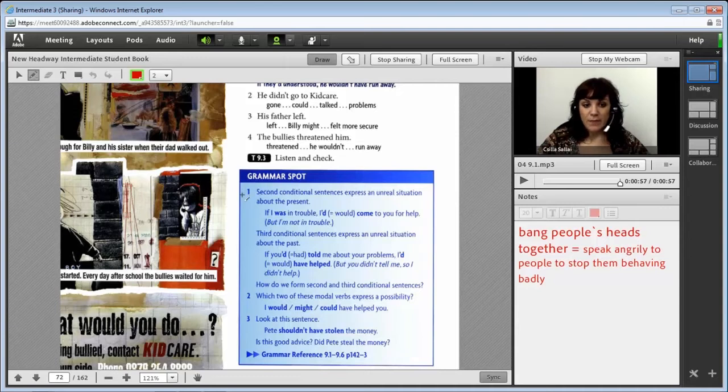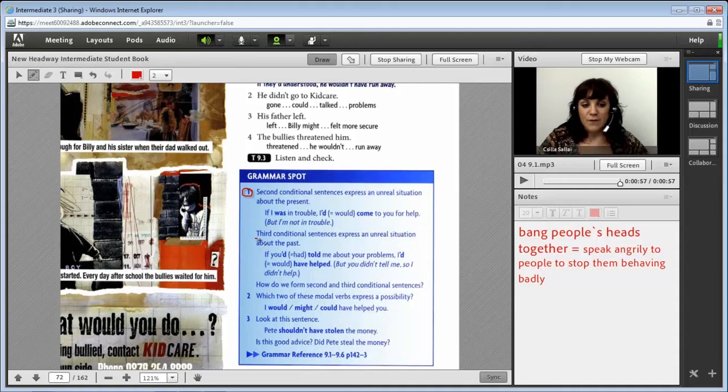Let's do this together. A bit more grammar, unfortunately. So, number 1, first things first. The second conditional sentences express an unreal situation about the present. As we discussed earlier, for unreal present, we use the second conditional. If I was in trouble, I'd come to you for help. But I'm not in trouble. I just imagine the situation. So we use the past simple after if and would.